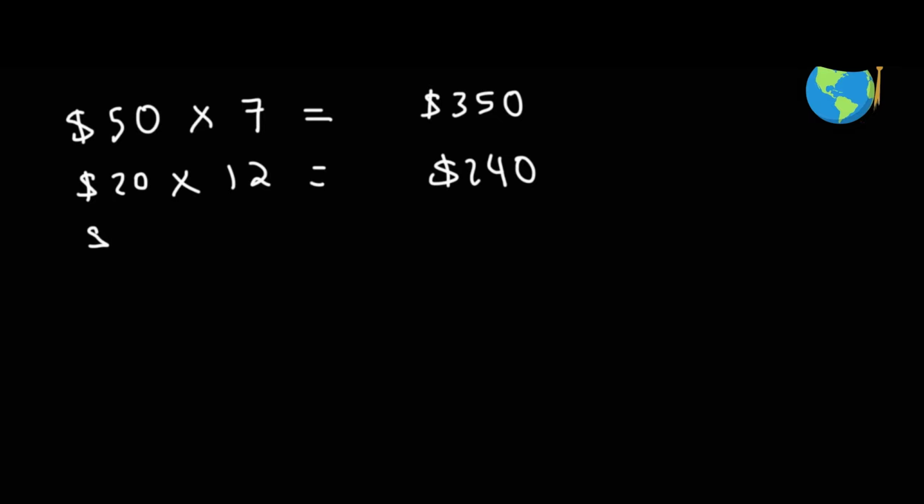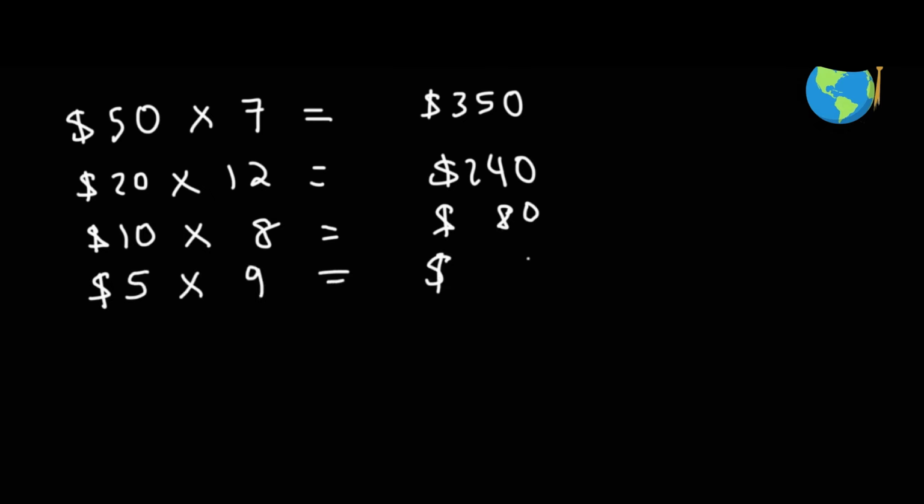Next, he has 8 $10 bills. 10 times 8 is 80. And then he has 9 $5 bills. 9 times 5 is 45. So now let's perform addition.